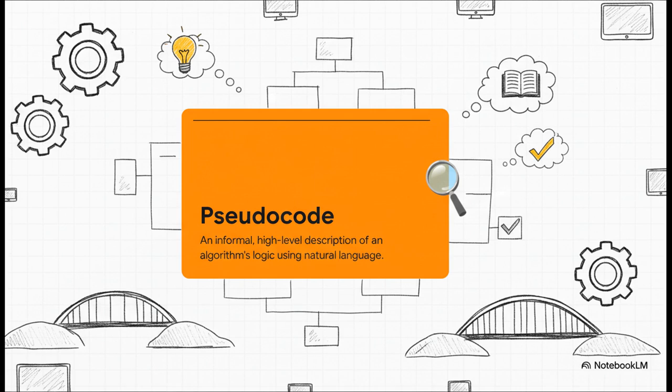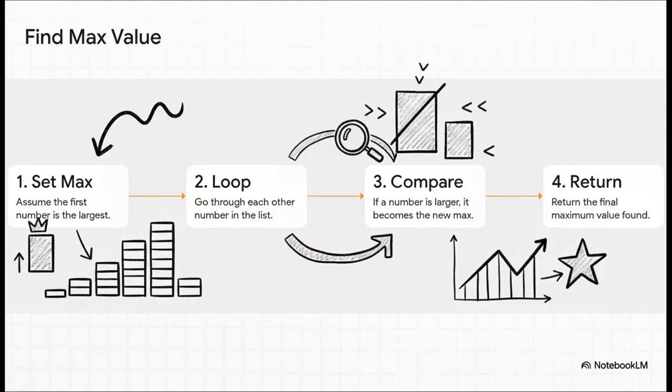It's just a way of sketching out the logic of your algorithm using plain English. It's like a universal blueprint. Any programmer can look at it and get the logic, no matter what coding language they actually use. Let's look at this one. The goal is to find the biggest number in a list. The logic is crystal clear, right?